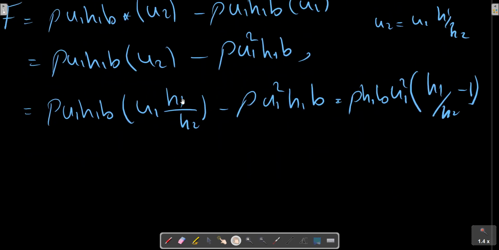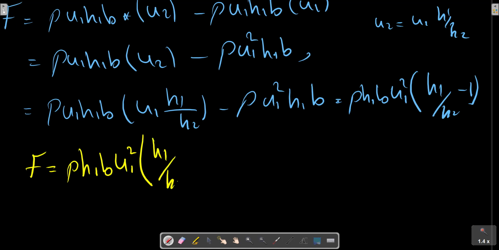We can also write F as a function of u2 also. H1 B u1 squared, H1 over H2 minus 1. And if we want an expression with the outlet velocity, we can replace u1 equals u2 H2 over H1. This is the relation for the force needed to have a stable gate in the example picture.